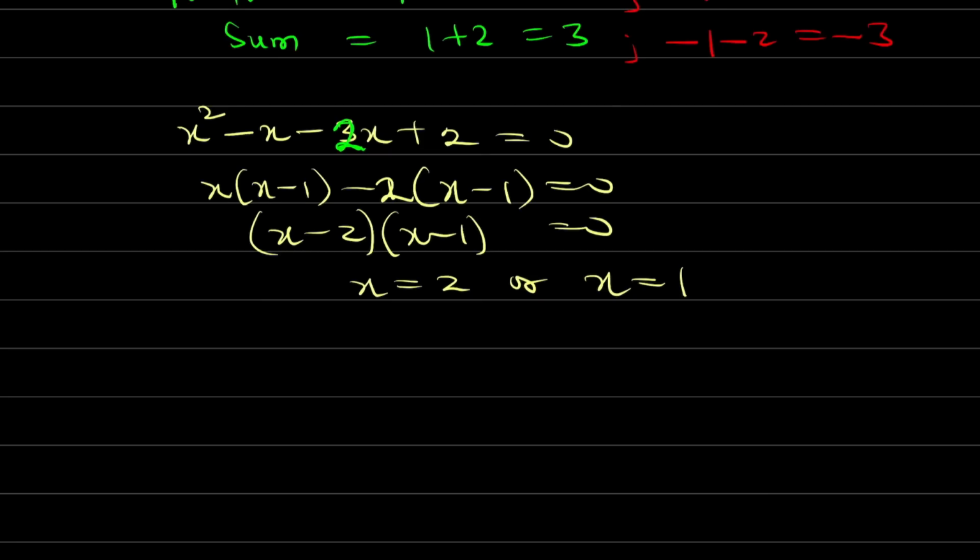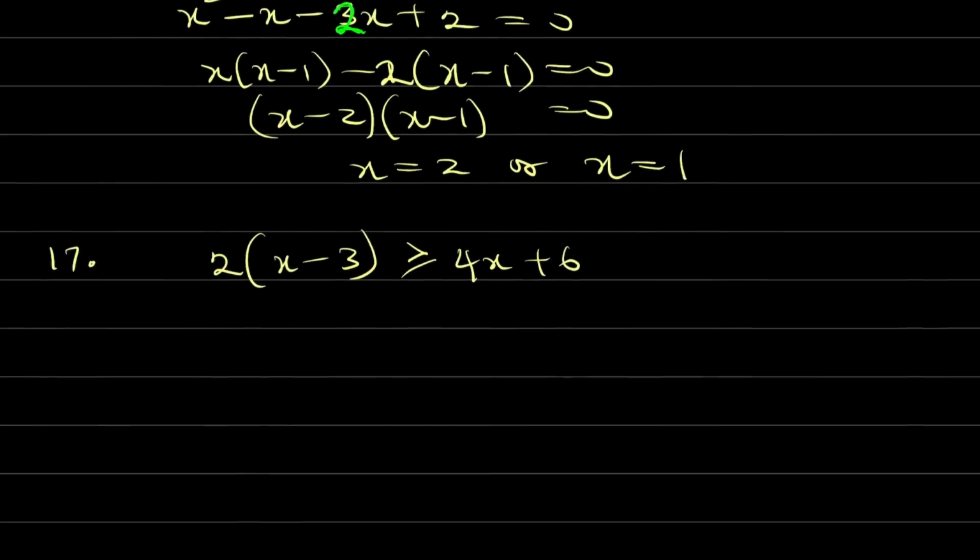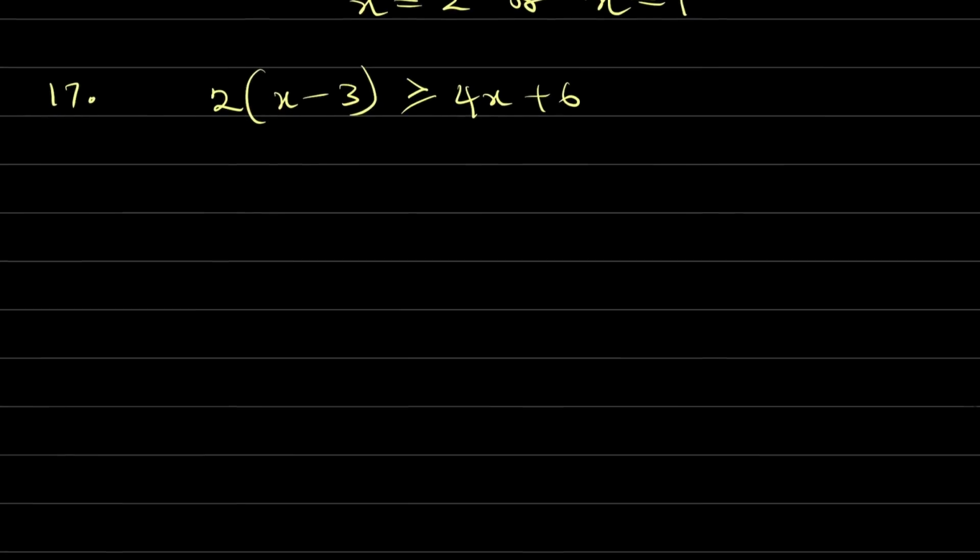Moving on to question number 17. Question 17 says, solve the inequality 2 into bracket x minus 3 is greater than or equal to 4x plus 6. To solve this inequality, we need to open the bracket on the left hand side, giving us 2x minus 6 is greater than or equal to 4x plus 6.